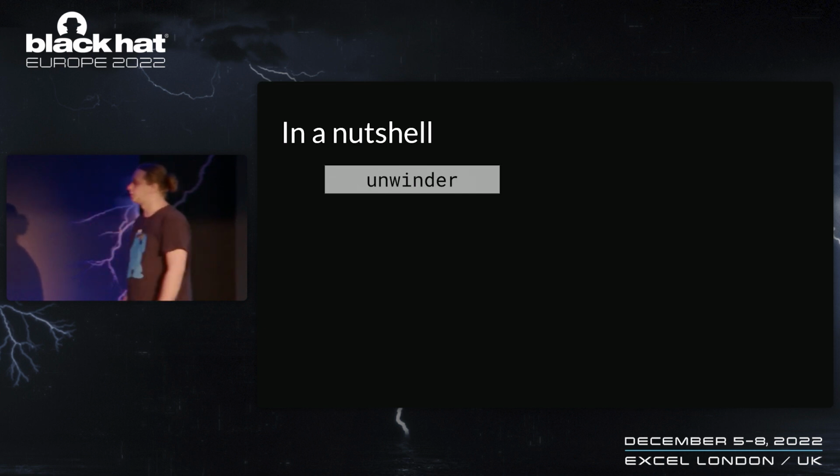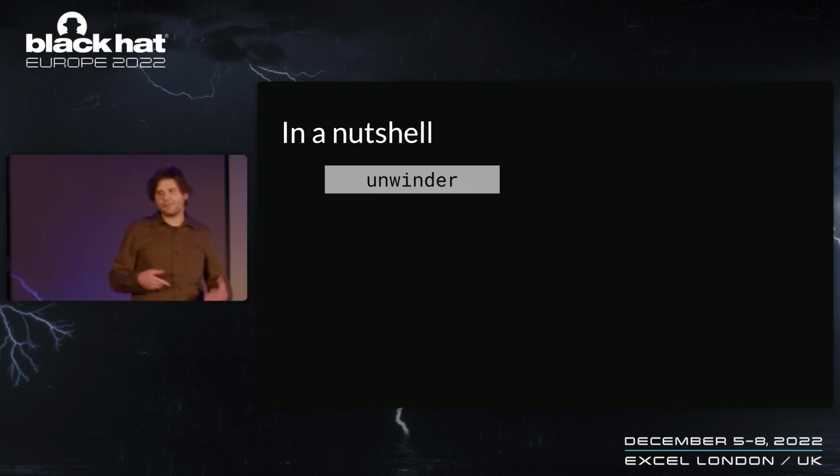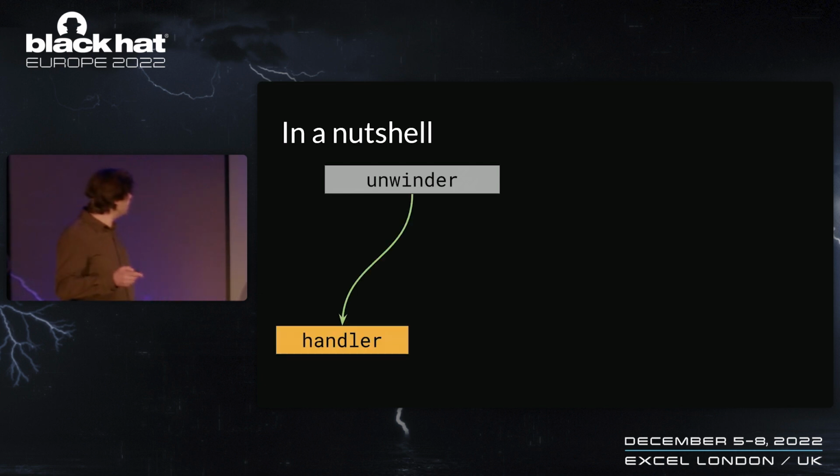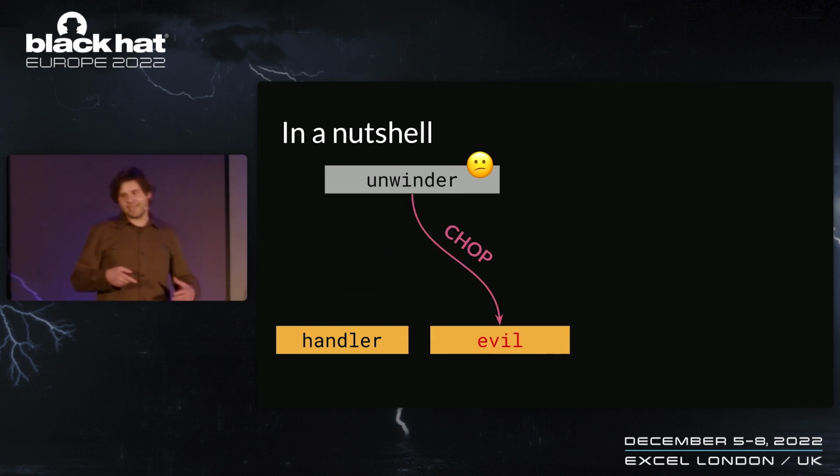Victor, in a nutshell, can you explain what the unwinder is? So this unwinder is a piece of code. In programs written in low-level languages, when you get an exception, this unwinder kicks in and decides which exception handler will treat this exception. And with our technique that we call CHOP, we can exploit and hijack the unwinder to execute a different handler.